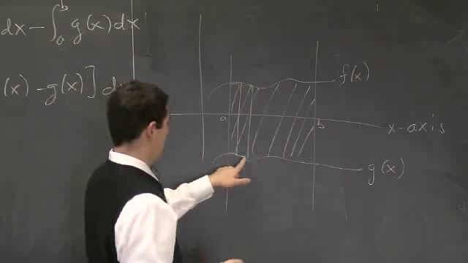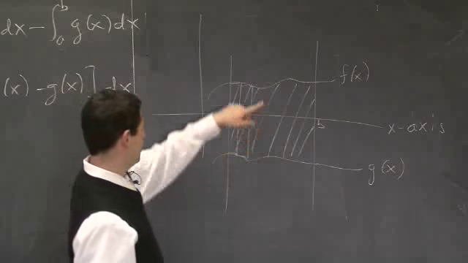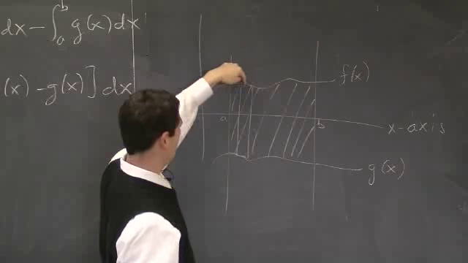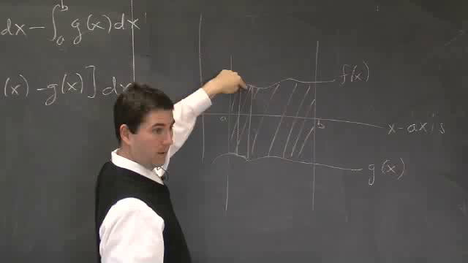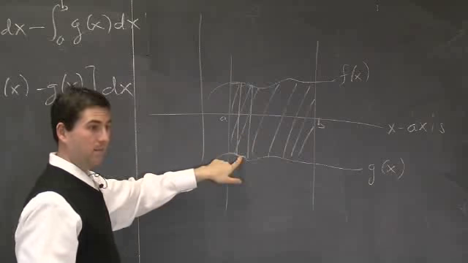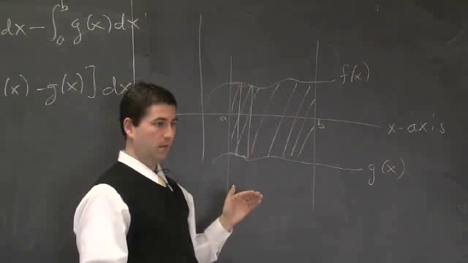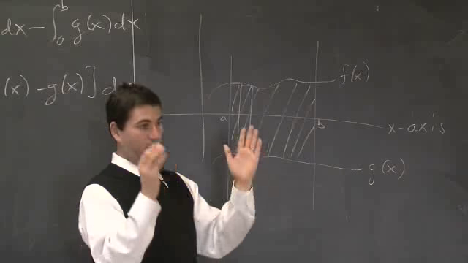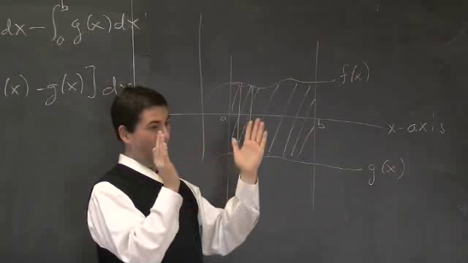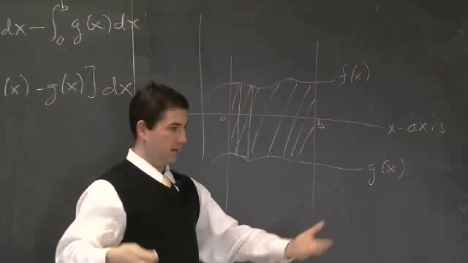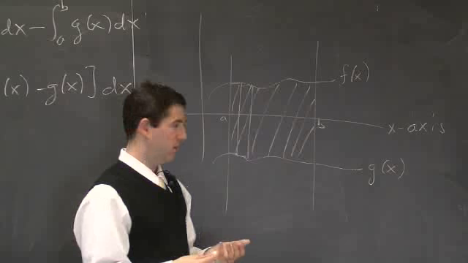Now, before we had this problem that the rectangles were missing or adding too much area on the top. Well, now we have the same problem on the bottom. We might not be getting all the right stuff on the bottom either. But that's okay. We'll just make our rectangles thinner and add more of them. And again, we're going to be getting better and better approximations.